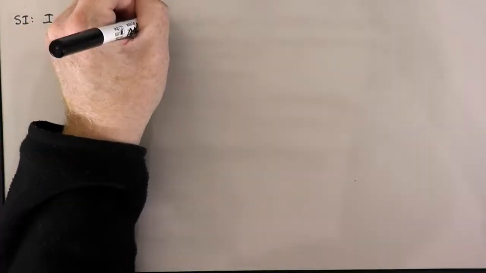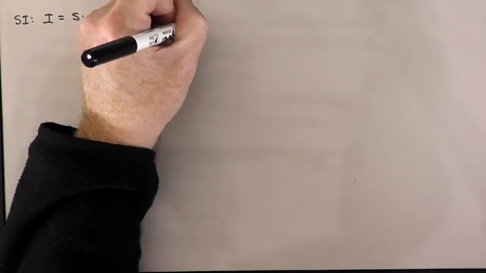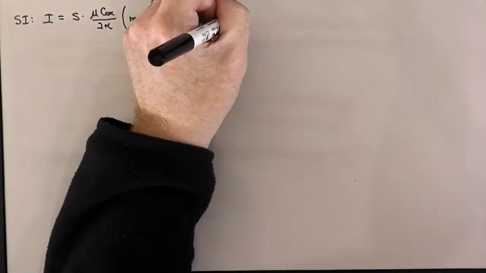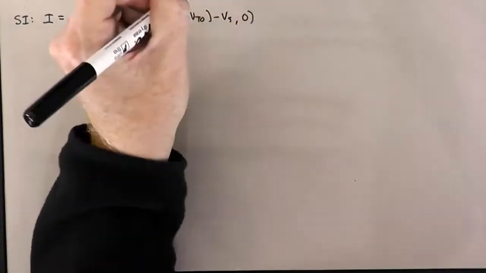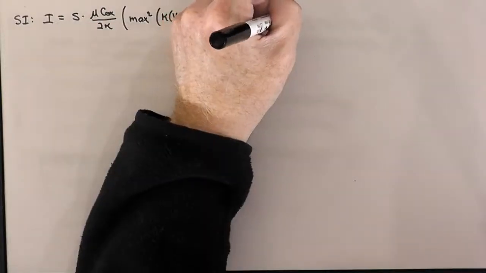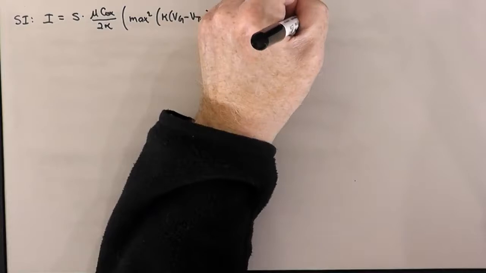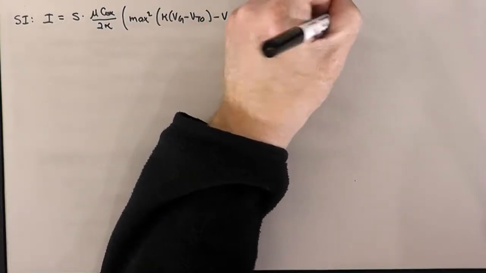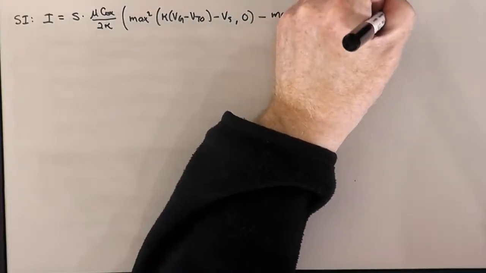So if you recall, our strong inversion model said that the current I was equal to the strength ratio S times mu Cox over 2 kappa times max squared of kappa Vg minus Vt0 minus Vs and 0, minus max squared of kappa Vg minus Vt0 minus Vd comma 0.